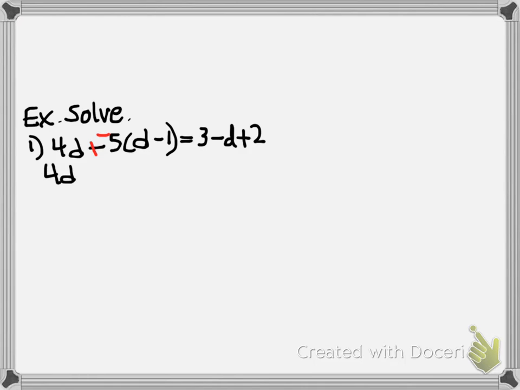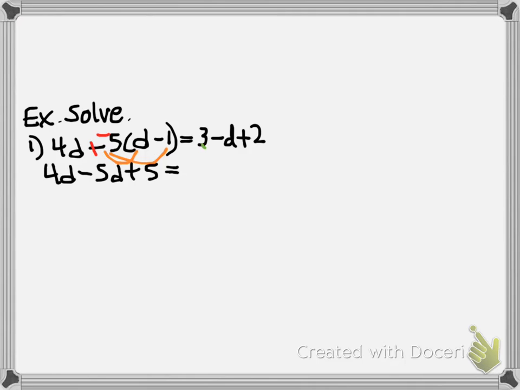So we're going to have 4d, and now we're going to distribute. And a negative 5 times a d is going to give me a negative 5d. And then a negative 5 times a negative 1 is going to give me a positive 5. Now, is there anything I could do over on the right side while I was working on the parentheses on the left side? Spencer? You can combine like terms and add 3 plus 2.